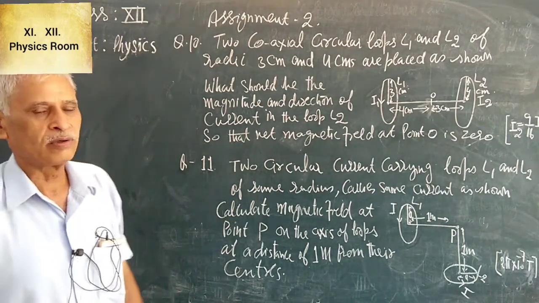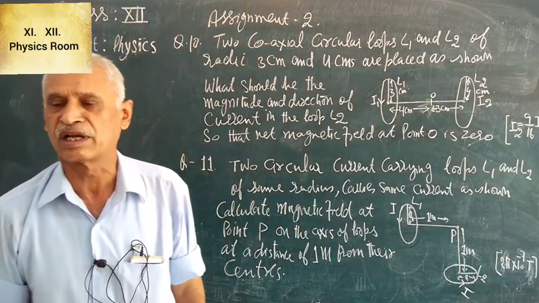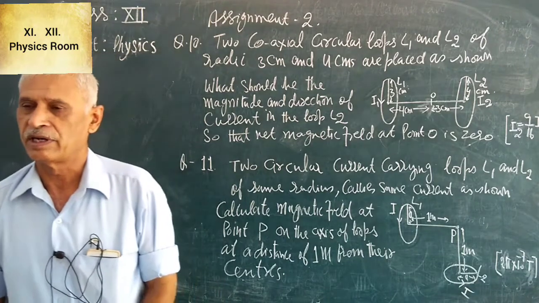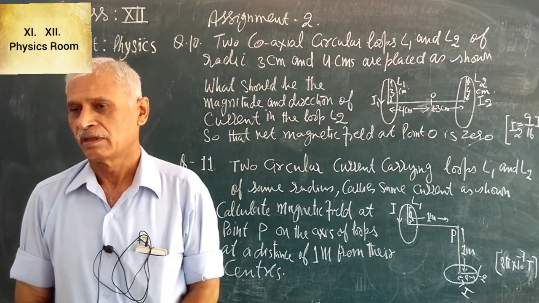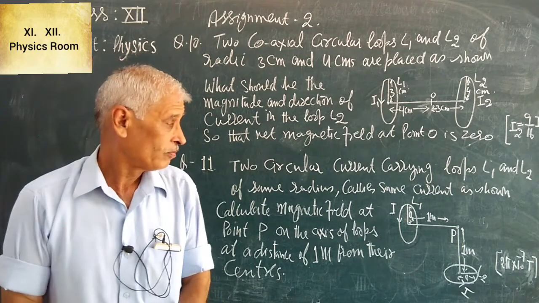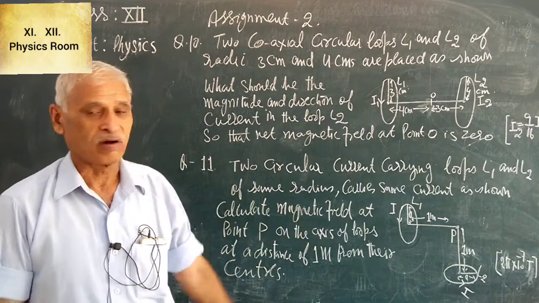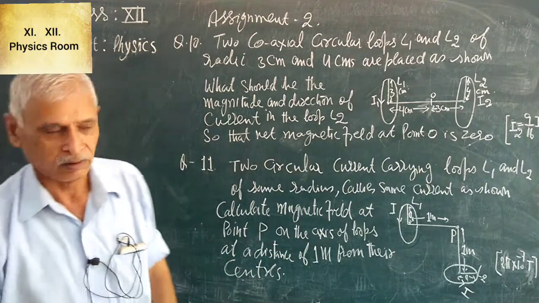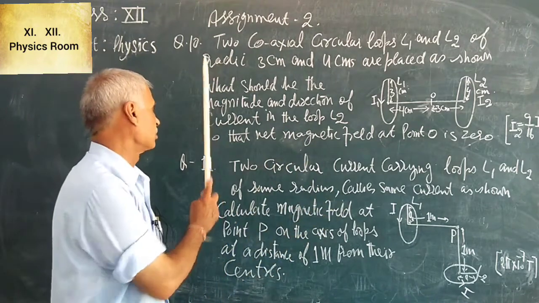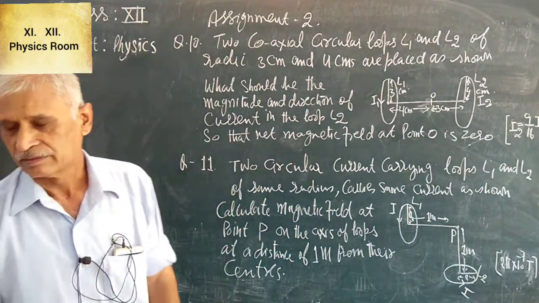So this is all about this topic: magnetic field intensity due to a circular current carrying loop at any point on axis of the loop. So if you have gained proper knowledge of this article, then you should be able to solve these two questions perfectly. Wish you good luck.